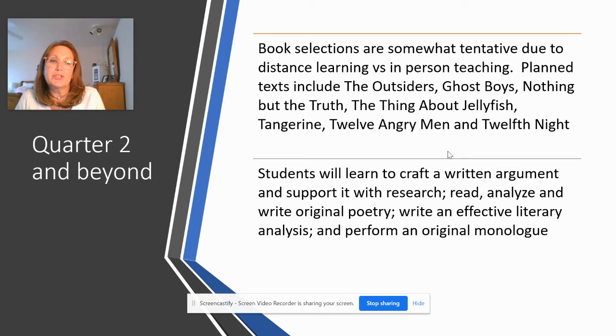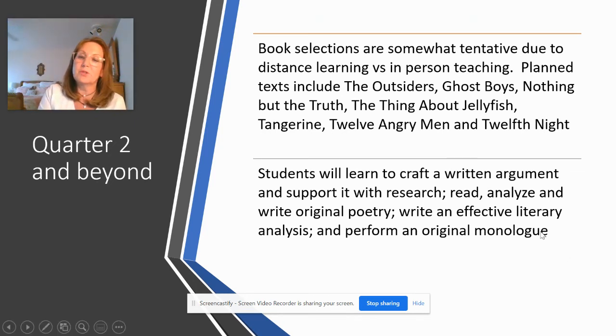In quarter two and beyond, students will learn to craft a written argument and support it with research. They'll learn to read, analyze, and write original poetry. They will learn to write an effective literary analysis, and they will also perform an original monologue. Those are always kind of fun.